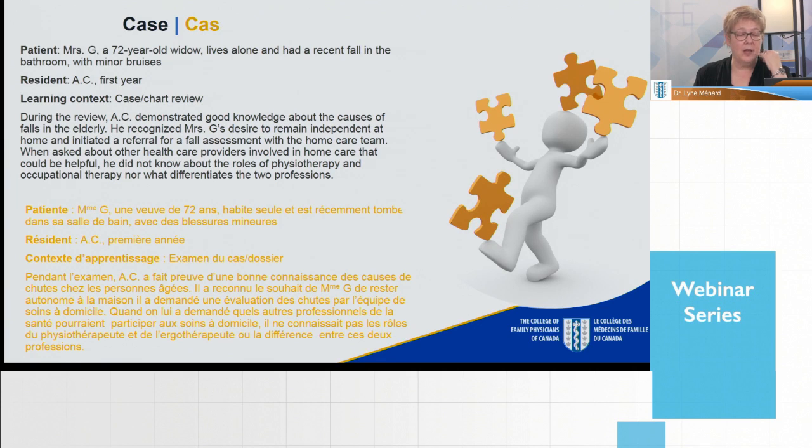During the review, ACE demonstrated good knowledge about the causes of falls in the elderly, and he also recognized Mrs. G's desire to remain independent at home, so he initiated a referral for a fall assessment with the home care team. When he was asked about other healthcare providers involved in home care that could be helpful, he didn't know about physiotherapists or occupational therapists, what their specific roles were, or what the difference between those two roles was.